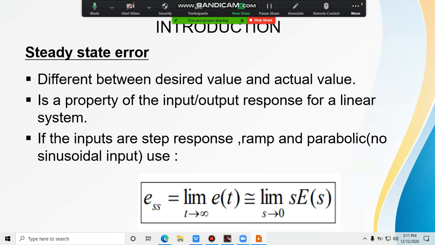Steady state error. Steady state error is the difference between the desired value and the actual value. It is also a property of the input and output response for a linear system. And the last one, if the inputs are step, ramp and parabolic, not sinusoidal input, we will use this formula: ESS equals limit t to infinity of e(t), which is limit s to 0 of s E(s).